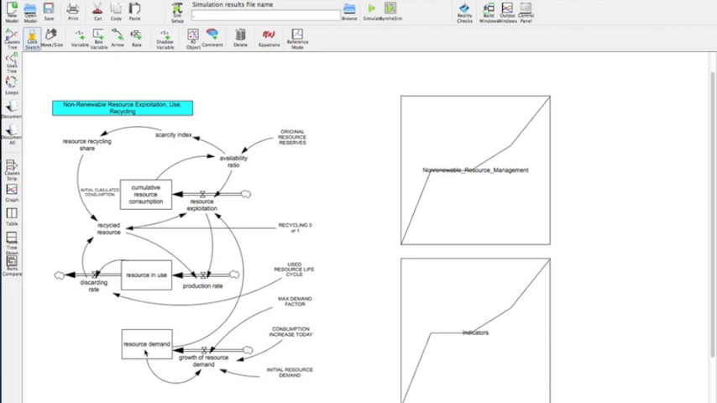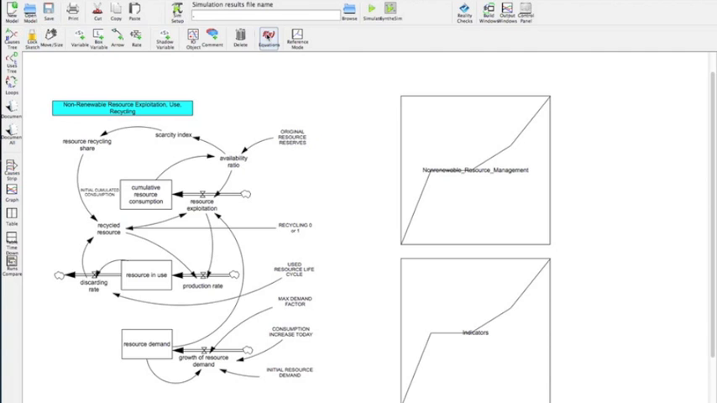Now those resources are used, and there's a production rate that goes into their use, and there's a discarding rate that happens after you use the product. There may be a fraction of that discarded resource that can be recycled, and here we're also keeping track of the cumulative resource consumption because we can compare this to the reserves. So let me walk you through the entire model.